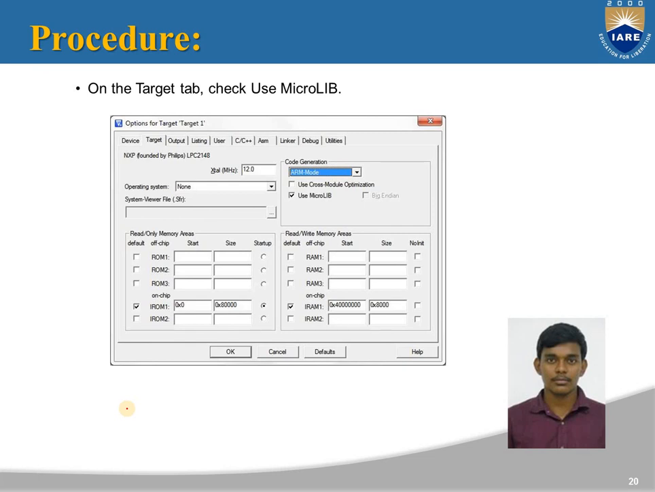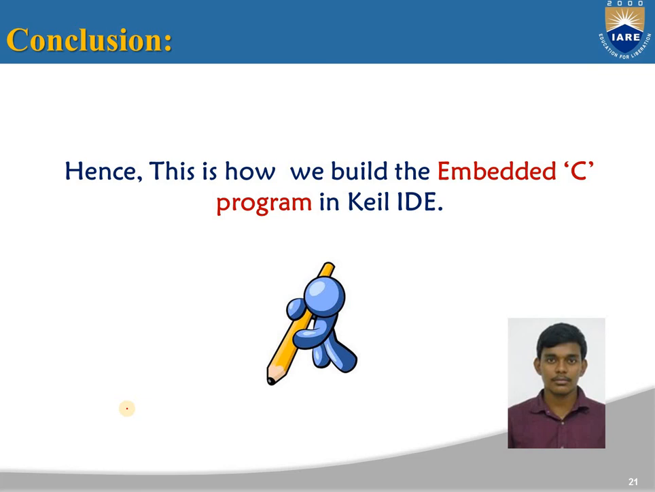You know the difference between ROM and RAM. I am not touching those particular things now. This is what we are going to do in Keil IDE, or Keil IDE uVision. This is the step-by-step process by which we get a perfect program for the hardware.